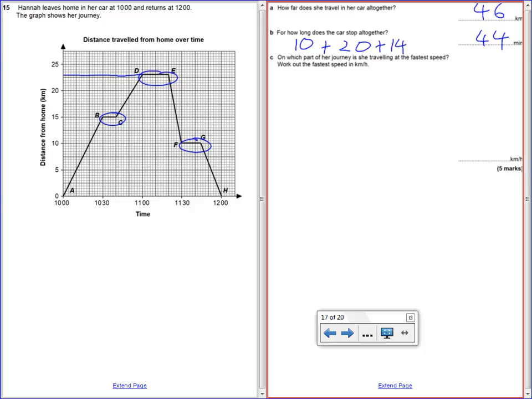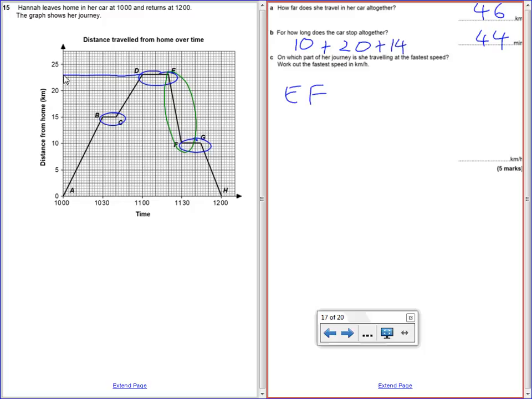And which part of the journey is travelling the fastest speed? Well, that's where the graph is the steepest. And the graph is the steepest between E and F. So for that reason, you need to state EF. You can't just give the speed. It's asking you which part of the journey, you need to state between E and F. And then you need to say what the speed is.